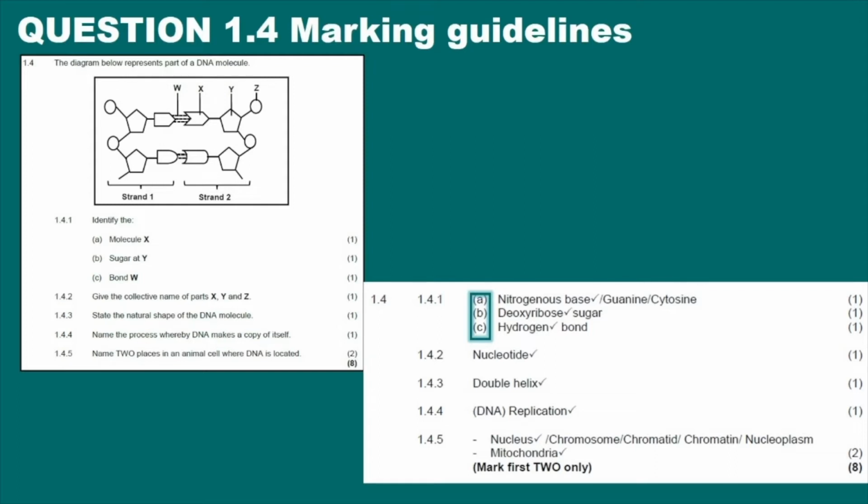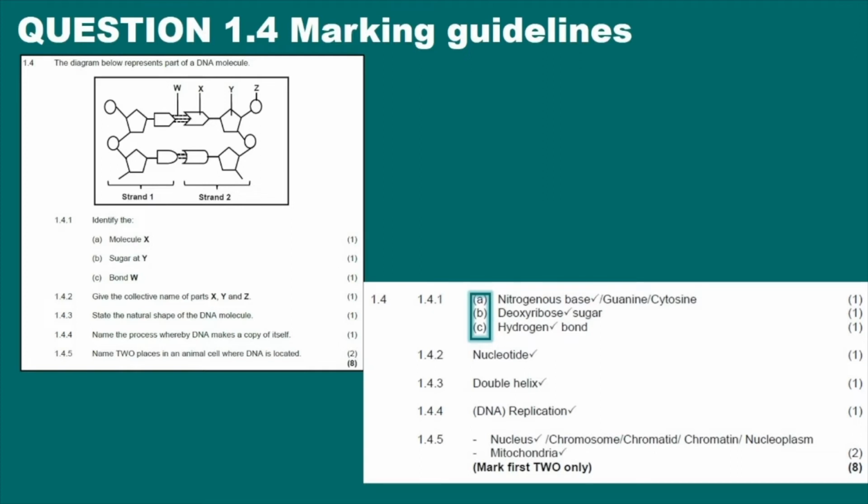Then the next one was that you had to identify sugar Y. So here it is very, very important that you give the name of the sugar. Because this is a DNA molecule, it is deoxyribose sugar. So you will look at the mark allocation and you will see that they give it for deoxyribose, not for sugar, because the word sugar is already indicated in the question. So it's very important that you indicate that it's a deoxyribose sugar.